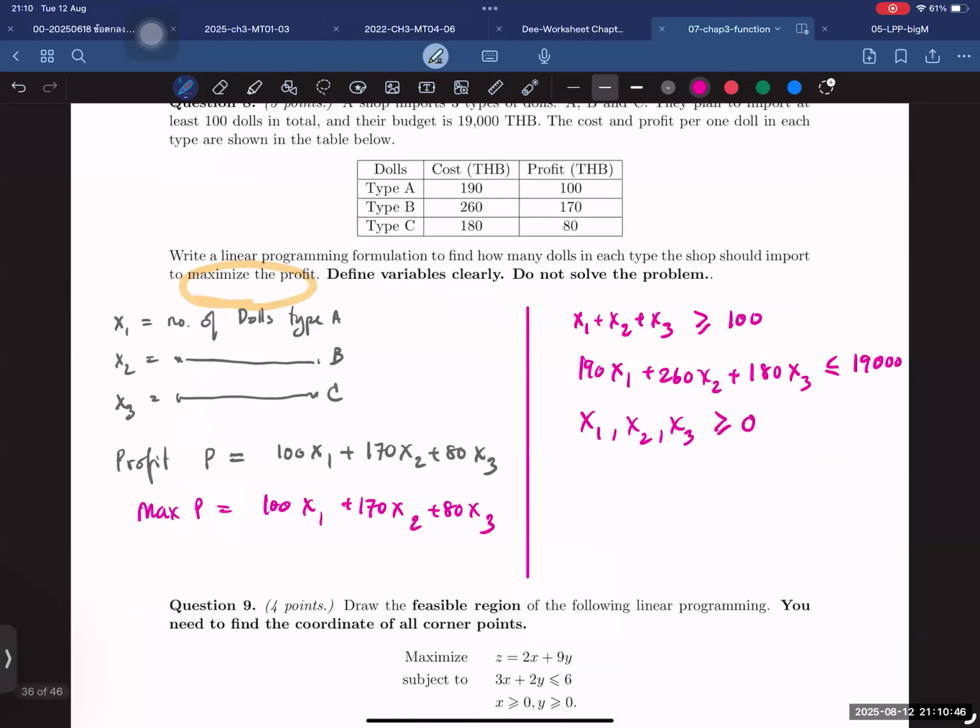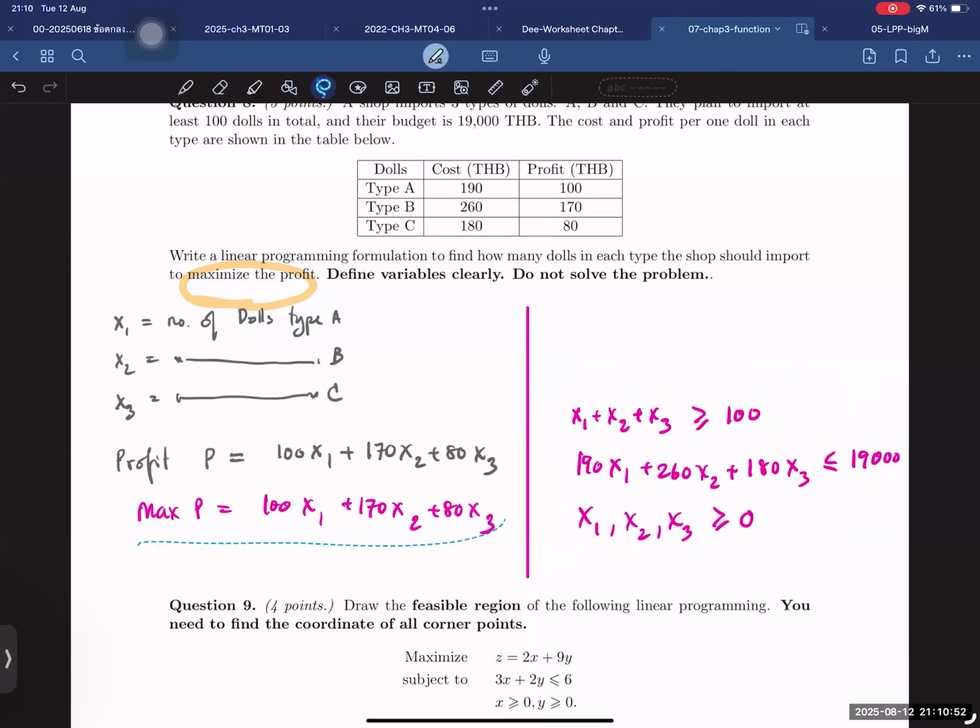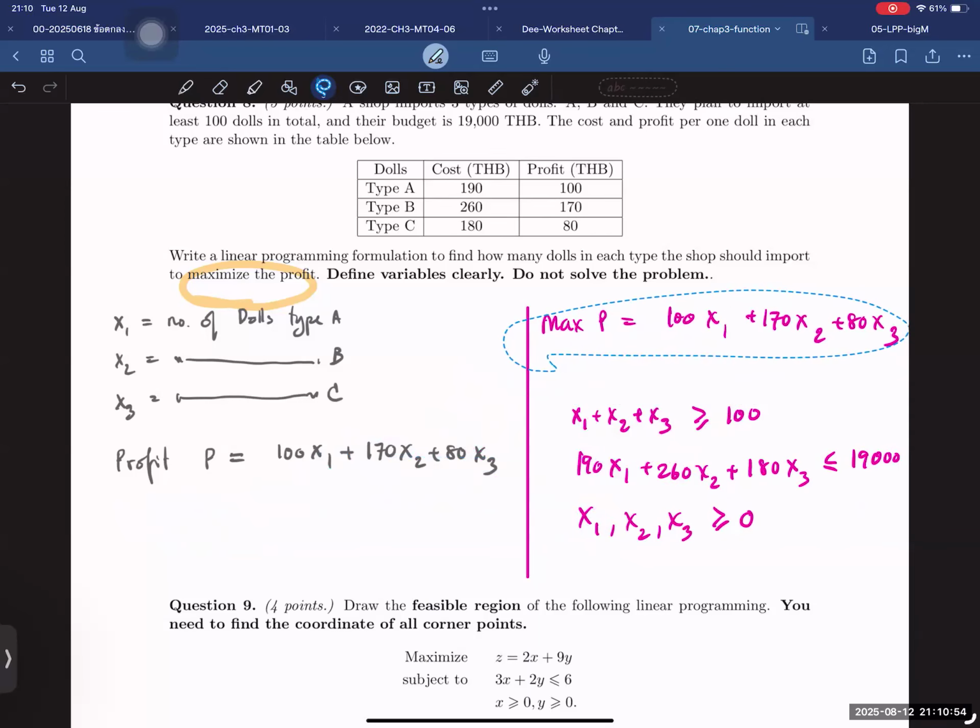So if you want to write the problem, maybe we have a maximum of this subject to this.